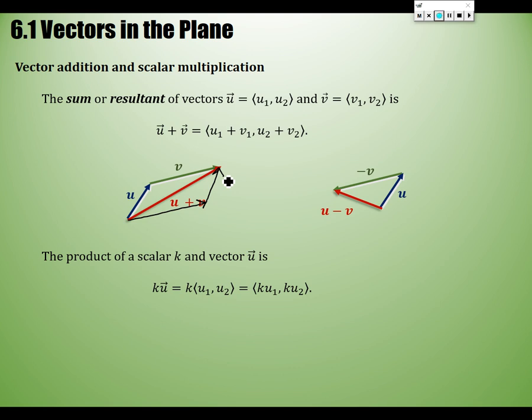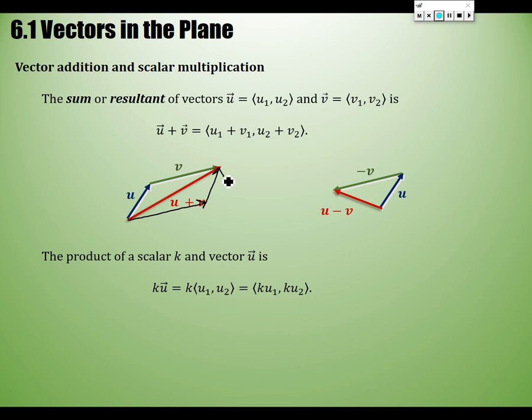In fact, let's be more clear. How could you get it to lengthen the vector? What would k have to be if it lengthens the vector? Something greater than 1, yeah. Could you shrink a vector by multiplying by an appropriate k? What would k have to be? Yeah, it has to be less than 1. Very good. And what about, what else could you do with k?